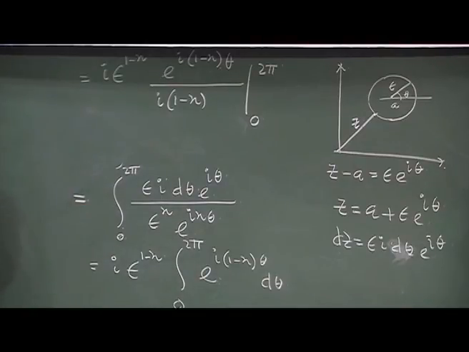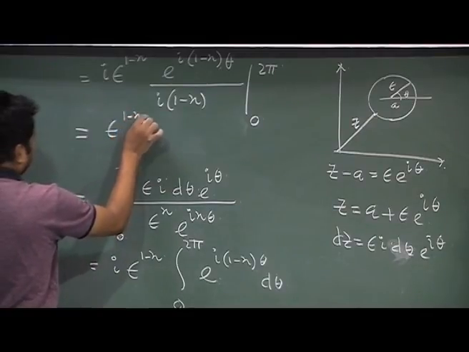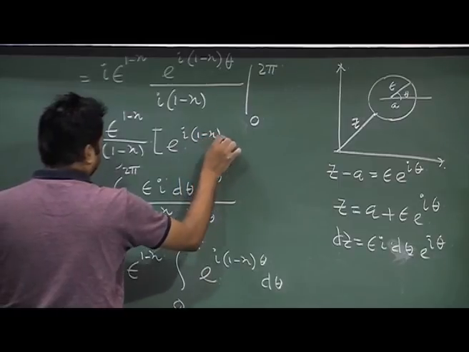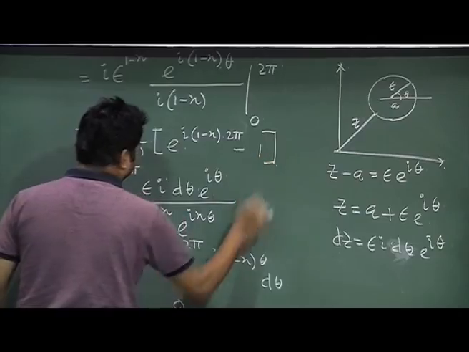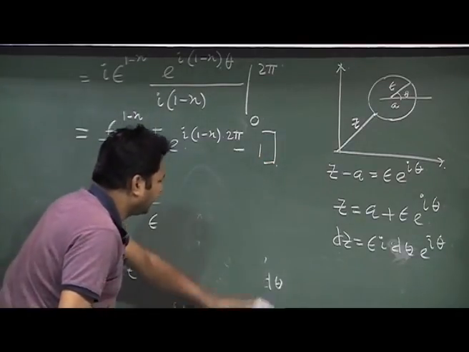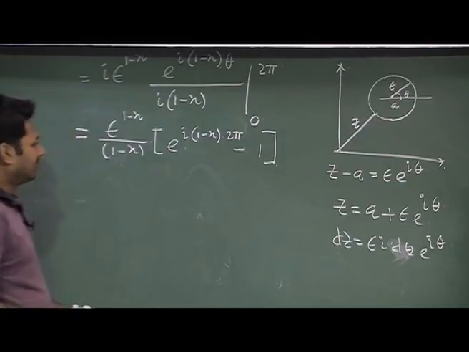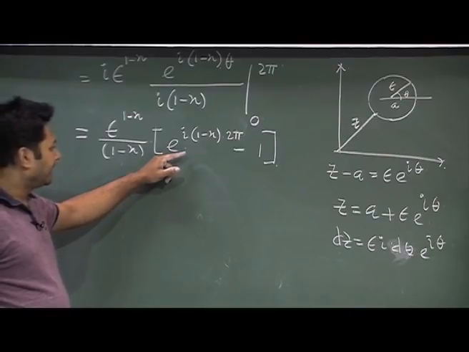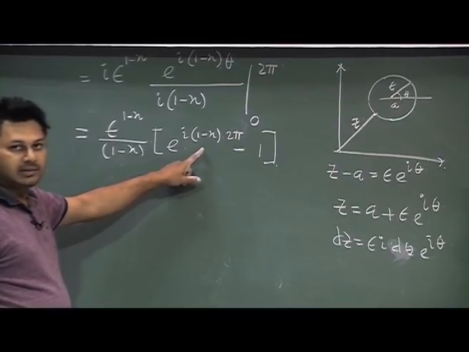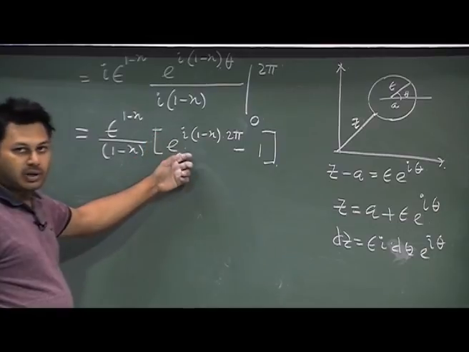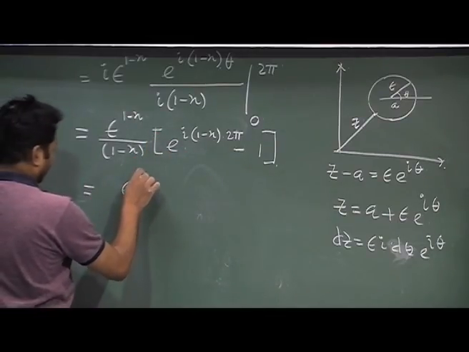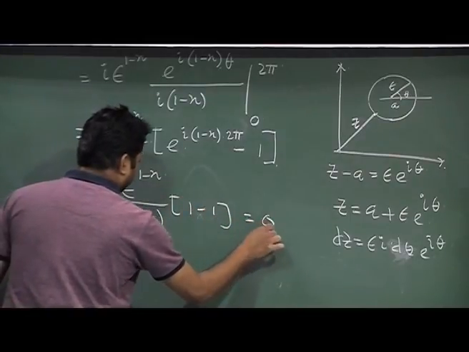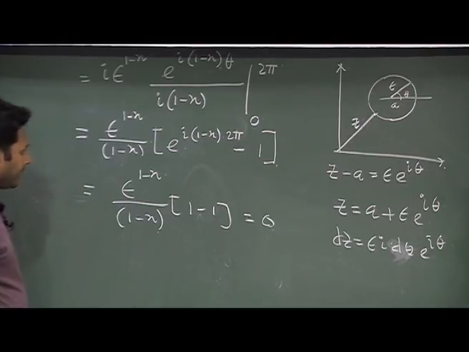Now, if this is the case, you can find that epsilon^(1-n) divided by (1-n) times e^(i(1-n)2π) minus 1. e^(i(1-n)2π) is essentially 1, because it is cos((1-n)2π) plus i sin((1-n)2π). So, sin((1-n)2π) is 0, cos((1-n)2π) is 1. So, it is 1. So, I will have epsilon^(1-n) over (1-n) times (1 minus 1), which is 0. This is also an important outcome that in this region when I calculate.